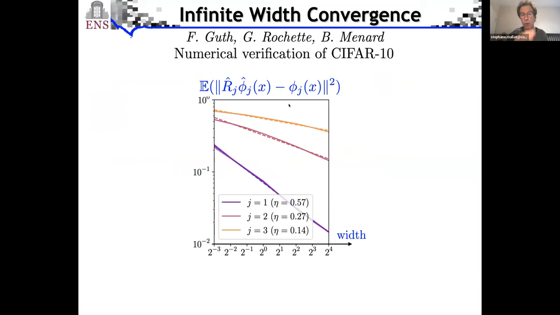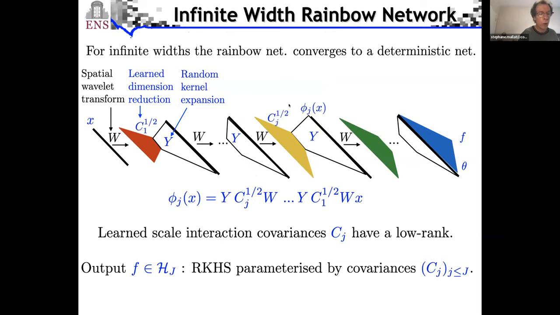And that leads to a global model that I'm showing here. When the width of each of the layers increases towards infinity, the random activation layers, up to rotation, converge to a fixed activation layer. So what you can verify is that your network is in fact equivalent to a fixed network, where first you do a wavelet transform. Then you have these covariants.